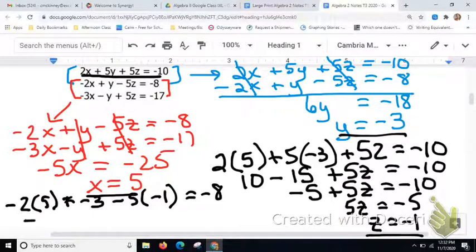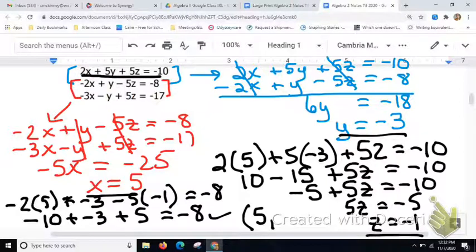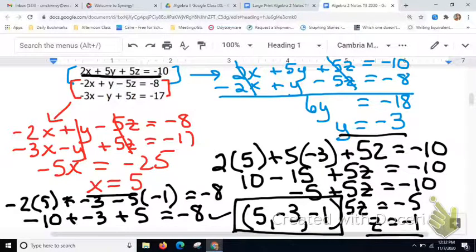So this gives me -10 plus -3 plus 5. So -10 and -3 is -13, plus 5 does give me -8. And then we write the answer as an ordered triple. So instead of an ordered pair, it's an ordered triple: x, y, z, alphabetical order. So this is going to be 5, -3, -1 in alphabetical order. And there's my ordered triple.